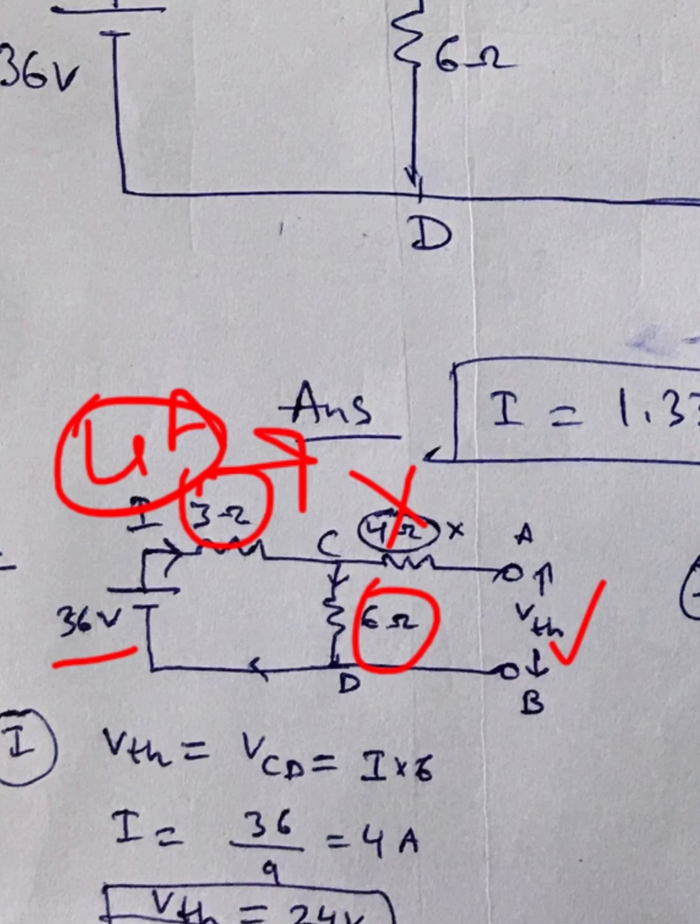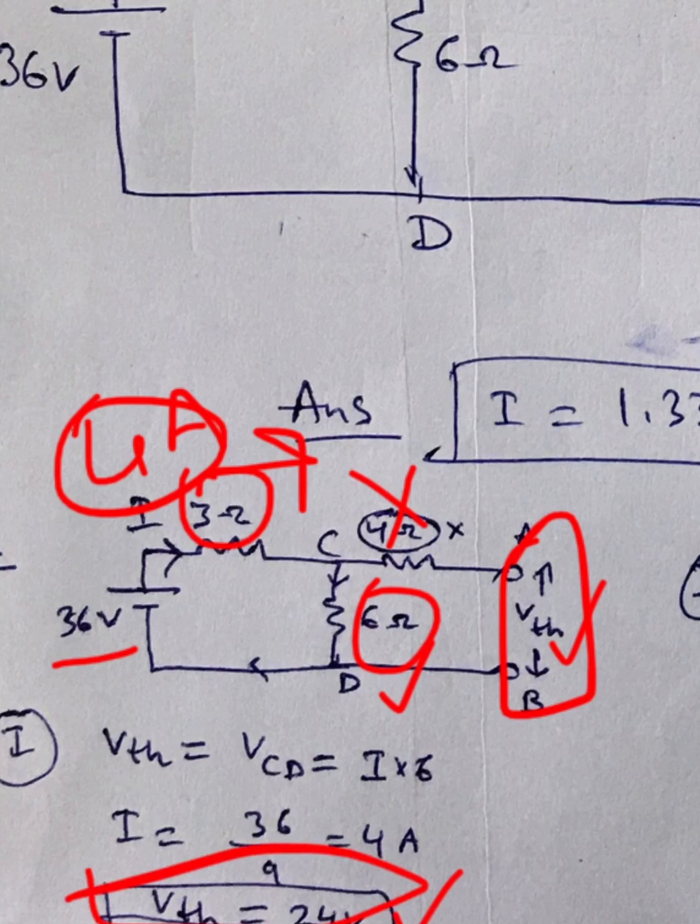And how will we calculate VTH? This is the VTH, the Thevenin equivalent voltage or the open circuit voltage. Because in a parallel combination the potential difference or voltage is the same, VTH is the same as the voltage drop across the 6 ohm resistor. So the total current is 4 ampere and the 6 ohm voltage drop will be 24 volt. VTH will be 24 volt, as written here.